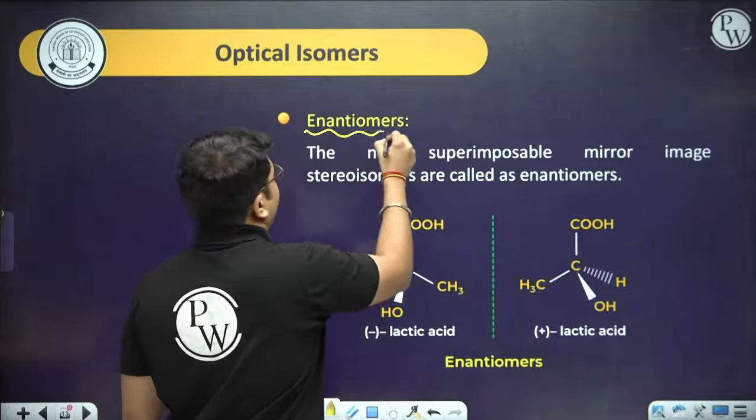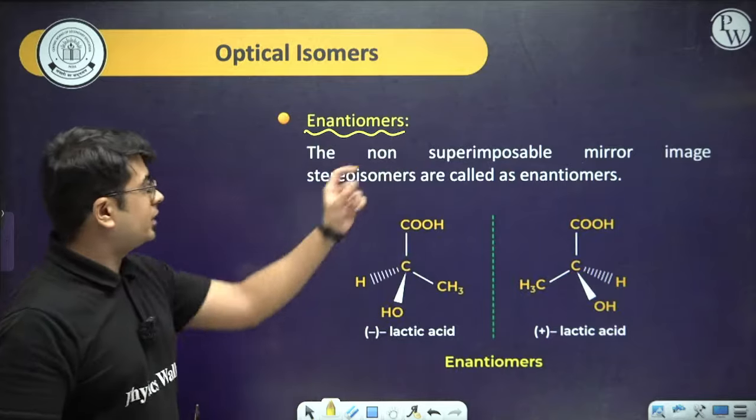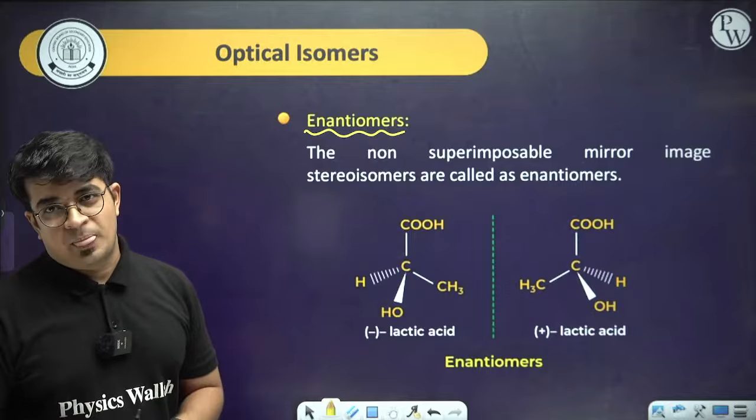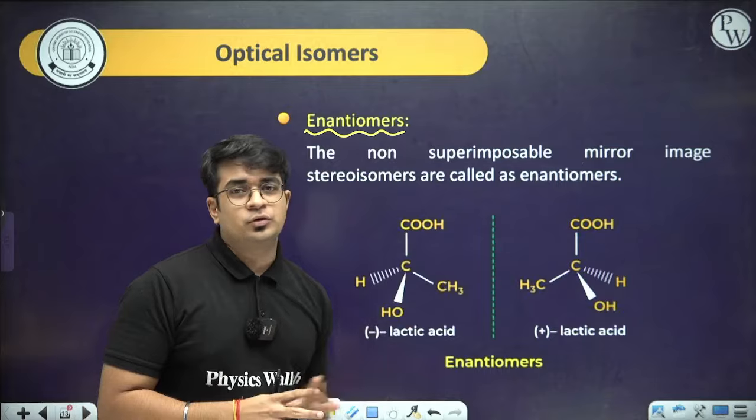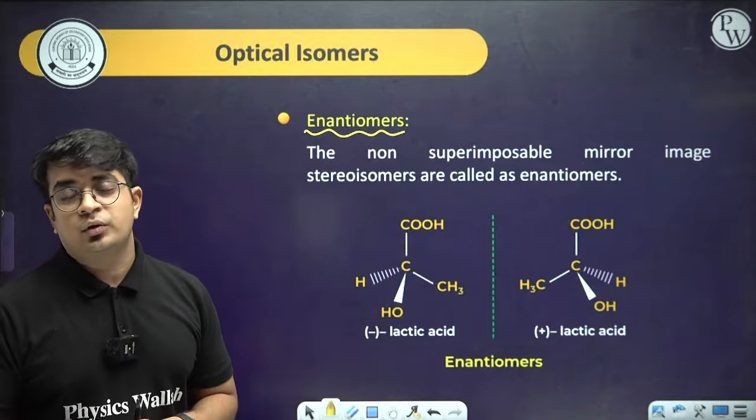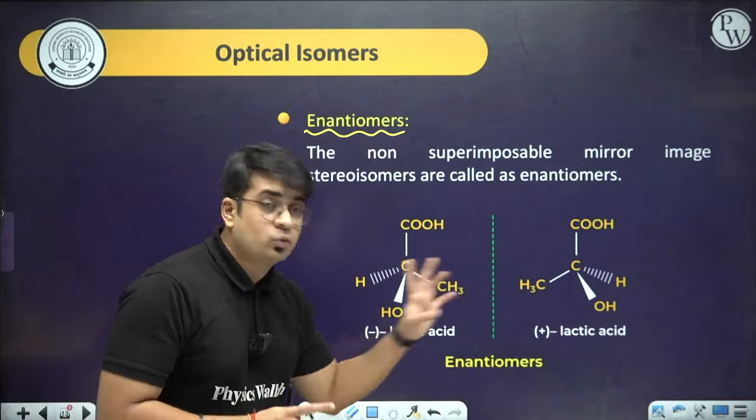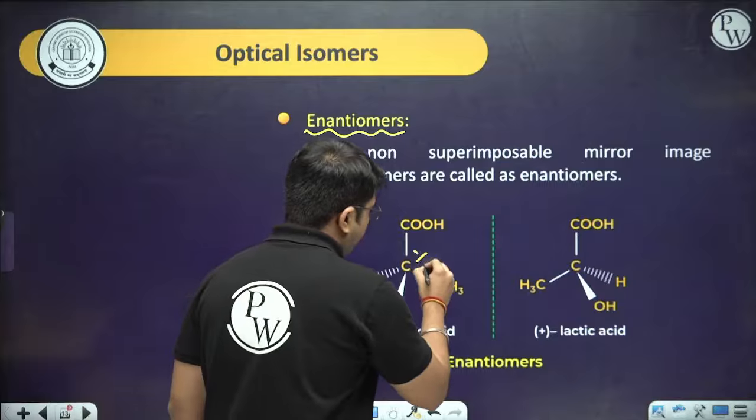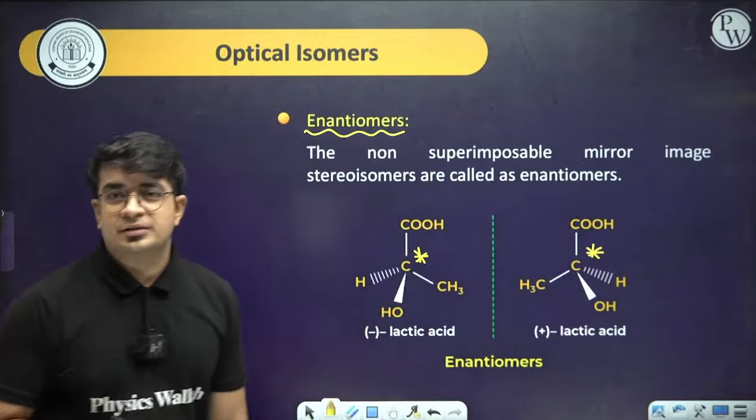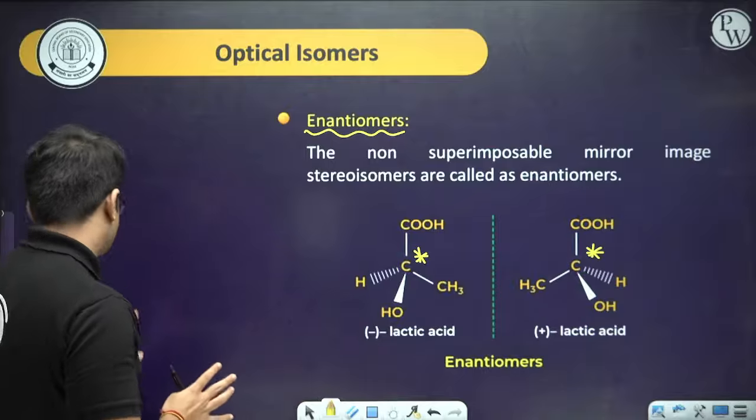So you can say the non-superimposable mirror image stereoisomers are known as enantiomers. They are definitely not going to superimpose with each other, and these are known as enantiomers. Both are related to a chiral carbon only. If this is not a chiral carbon, you cannot talk about the concept of enantiomers. I hope this first part is clear.